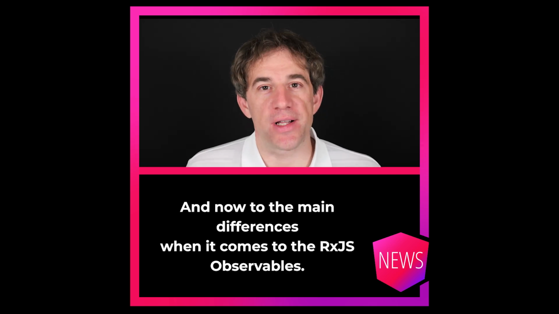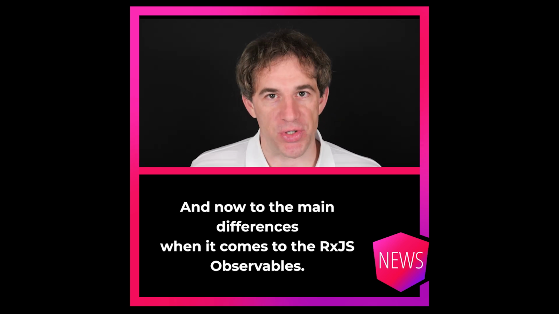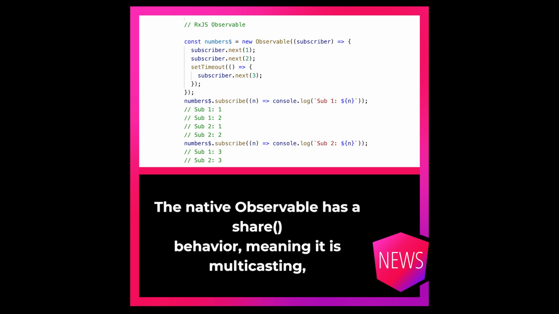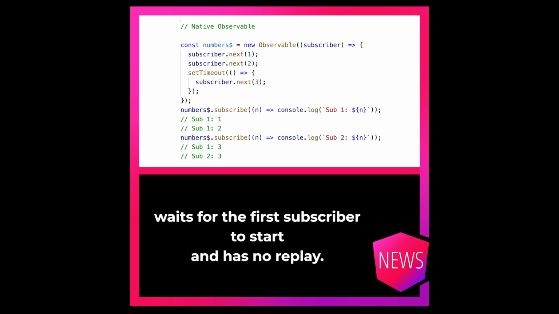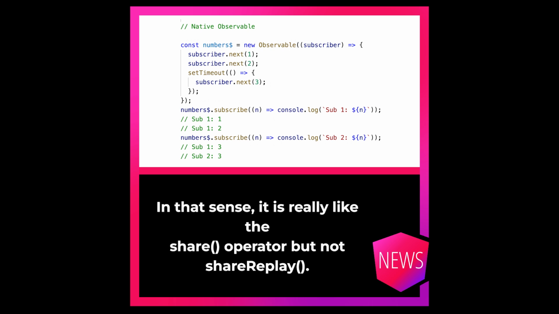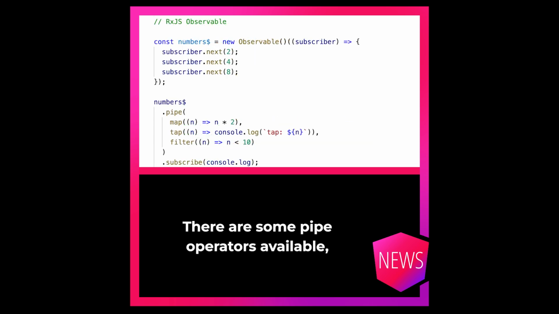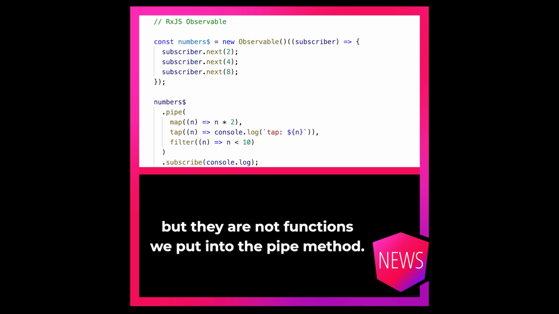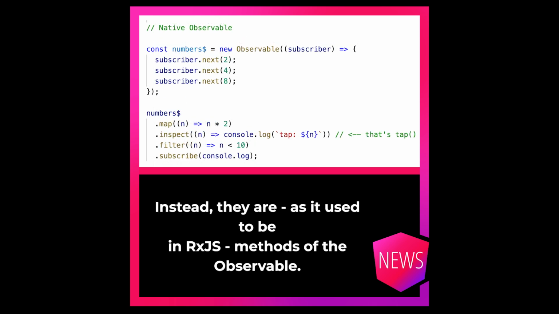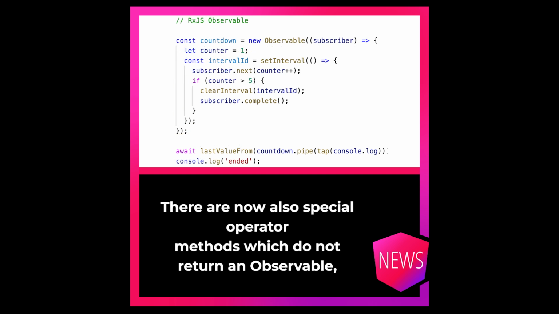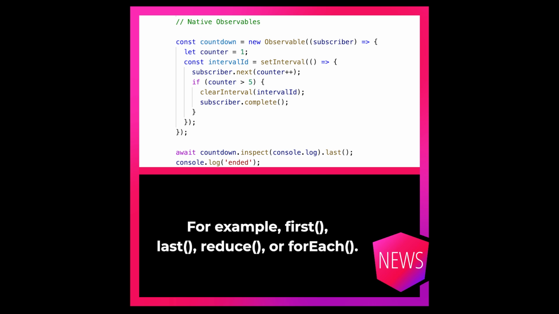And now to the main differences when it comes to the RxJS observables. The native observable has a share behavior, meaning it is multicasting, waits for the first subscriber to start, and has no replay. In that sense, it is really like the share operator, but not shareReplay. There are some pipe operators available, but they are not functions we put into the pipe method. Instead, they are, as it used to be in RxJS, methods of the observable. There are now also special operator methods which do not return an observable, but a promise. For example, first, last, reduce, or forEach.